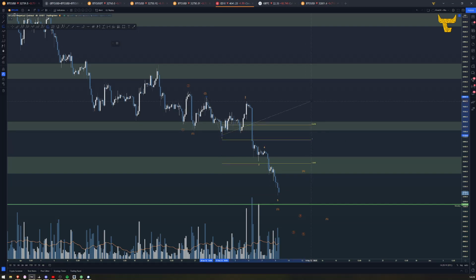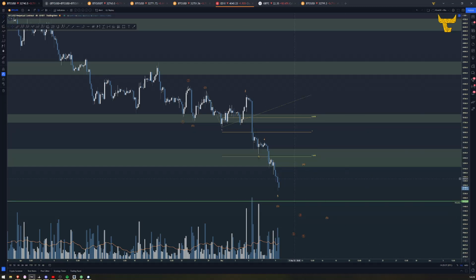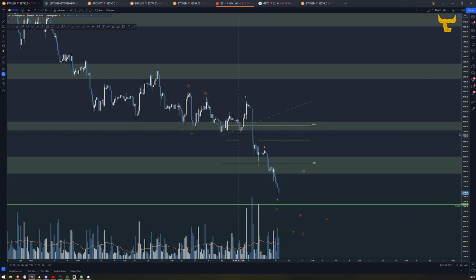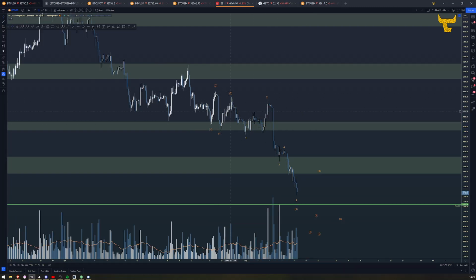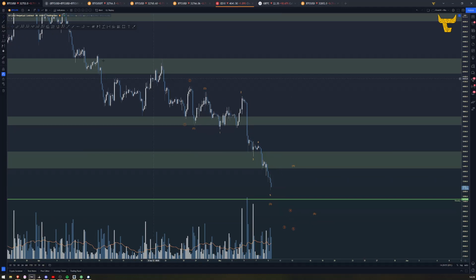So, just checking it. 1, 2, 3. Yeah, there is no issue. This looks definitely like an ABC. So 1, 2 here is fine. Here we definitely have an impulse. We are slightly short in the wave 3, maybe because I'm just not precise here. It's quite precisely the 161.8. Yeah, let's assume this is the case.